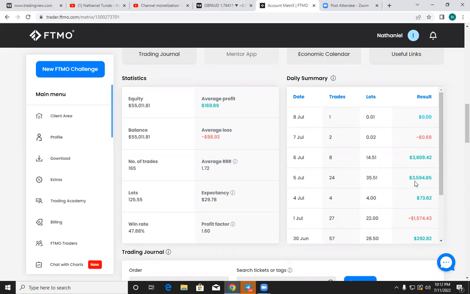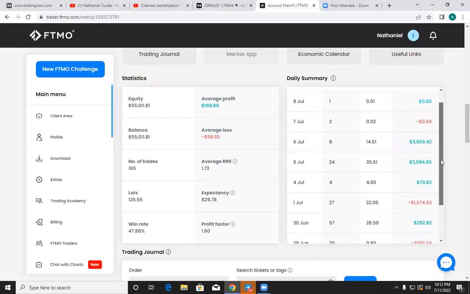Because of course, DXY movement in the market will create a lot of liquidity that makes even currency pairs not related to DXY also move. You can see the big win, 3,594. On the 6th of July, you can see 8 lots, 3,607. Can you see? Simple.